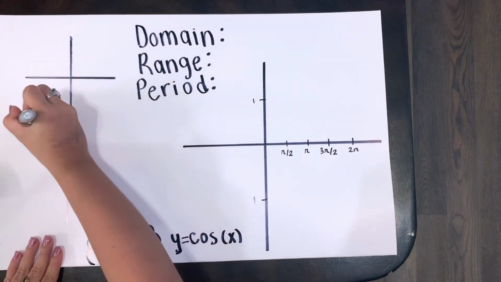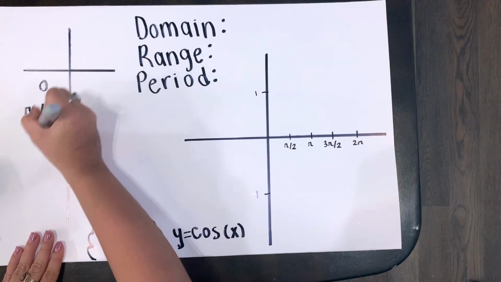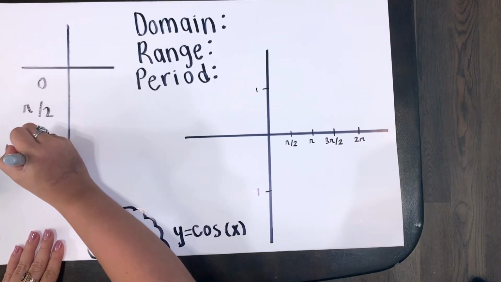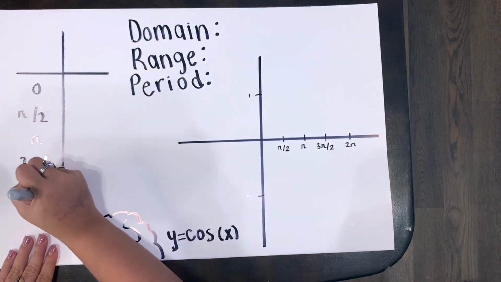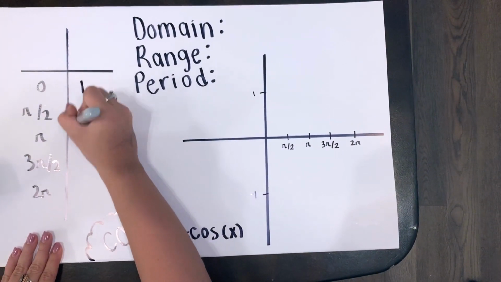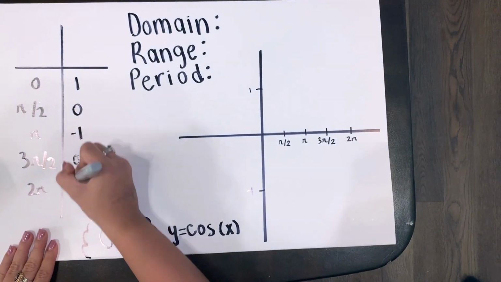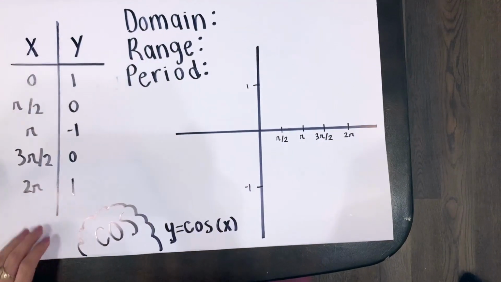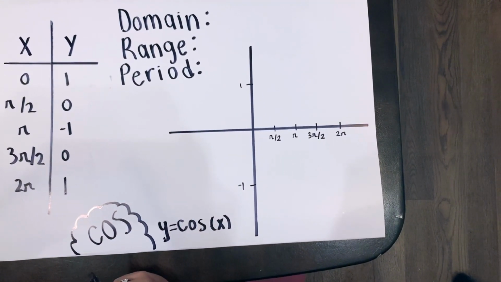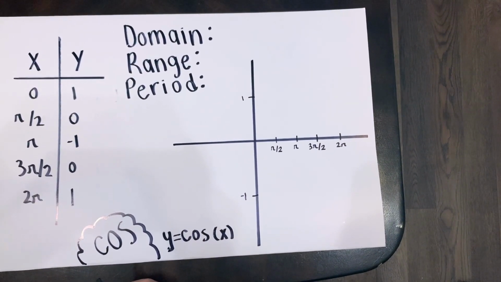So, 0, pi over 2, pi, 3 pi over 2, and 2 pi. The y values are as follows: 1, 0, negative 1, 0, 1. Remember, the y values are the value of cosine at that given x value on the unit circle. We use these x and y values for the specific purpose of ensuring the correct shape of the cosine graph.